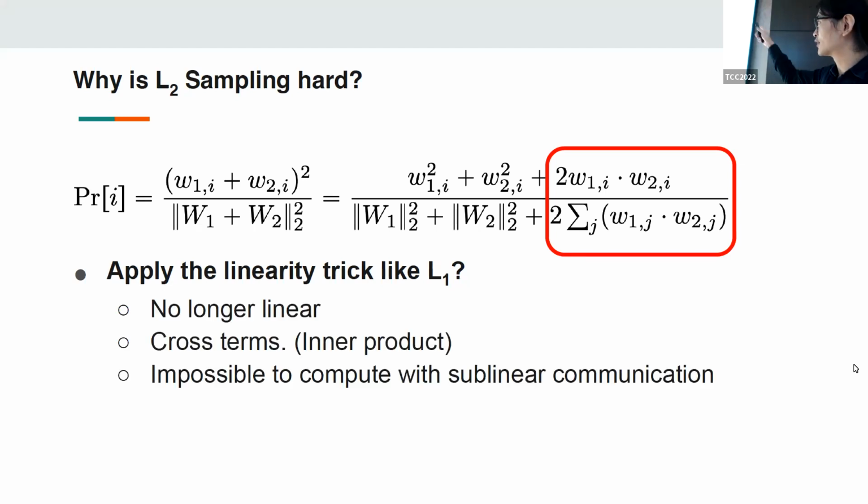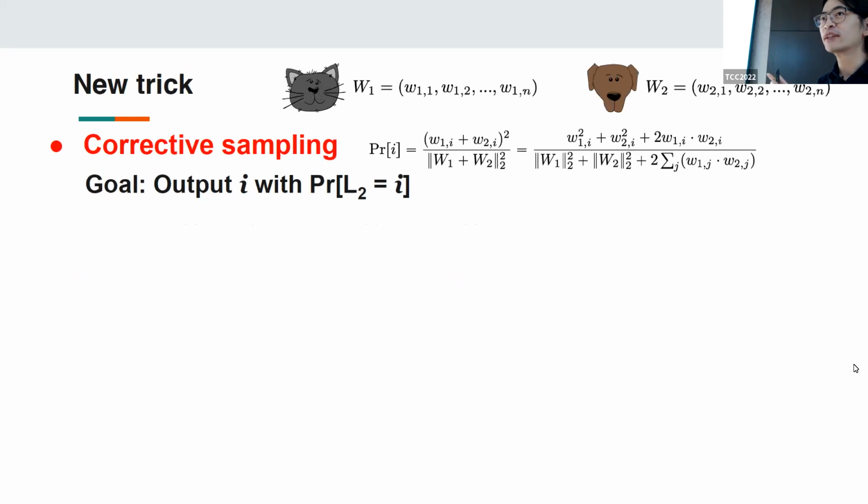But looking at these cross terms, this is apparently not linear. Especially for those cross terms in the denominator, they are actually the inner product between those two vectors, and this is hard to compute. We don't know how to compute that sublinearly. So apparently what we have for L1 cannot work for L2. We need something new. Well, this is our new trick. We call that corrective sampling.